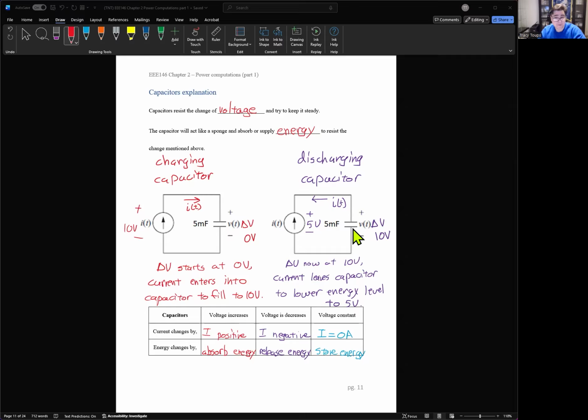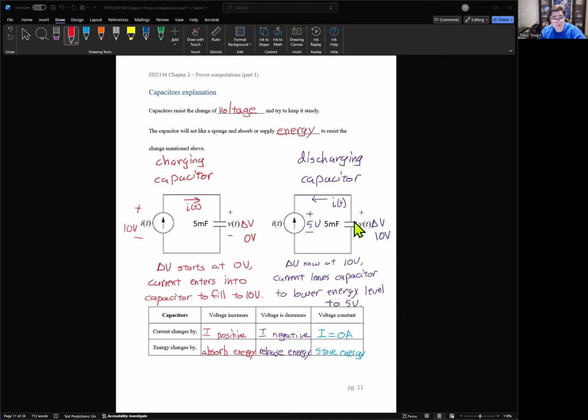So right when the source goes to 5, the capacitor will start releasing energy and reversing the current. Notice that the current is going the opposite direction of the charging phase, because the only way for the capacitor to release energy in the circuit is that current has to flow out of it, obviously, right? So as current flows out, the capacitor will be charging the circuit. The capacitor will also be charging the source, and it'll go from 10 volts to 9 volts to 8, 7, 6. Eventually, it's going to steady out at 5 volts.